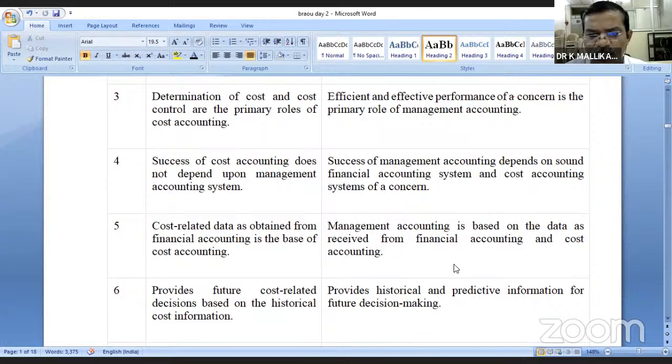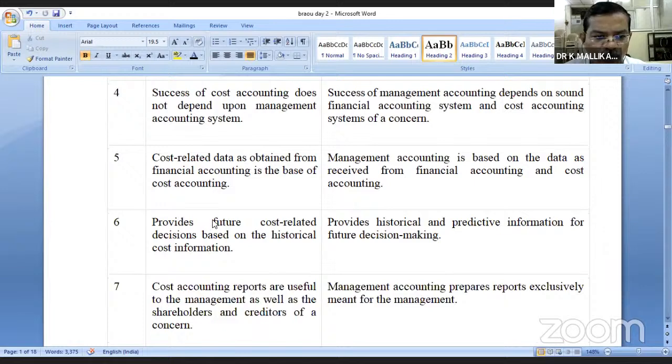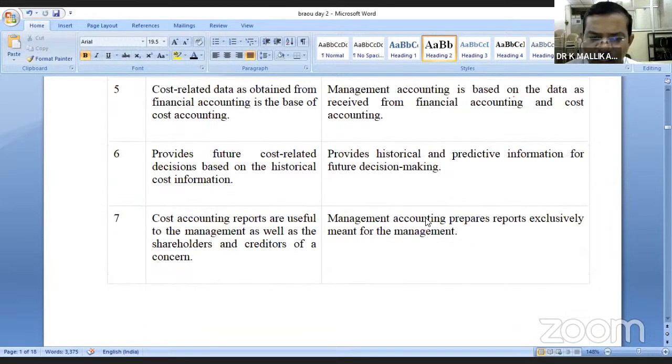Management accounting requires both cost accounting data and management accounting data. It provides future cost-related decisions based on historical information only, that is, data for the past and present. Management accounting takes decisions based on the present and past, and predicts future decision making. Cost accounting reports are useful for management as well as the shareholders and creditors of your concern.